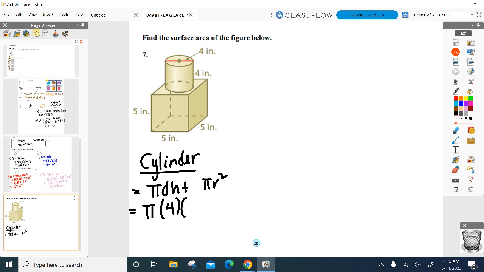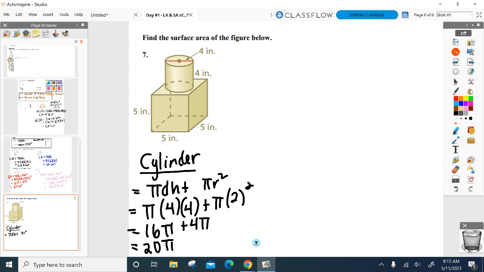What's the height of this cylinder? Also 4. Plus pi, the radius would be 2 squared. If we want to go further, 16 pi plus 4 pi. So that looks like it's 20. I'll just leave it in terms of pi for right now. 20 pi for the cylinder. And you don't need to go that far because we're just going to add it to something else here in a second. Everyone's good so far? You ready to go for the cube?